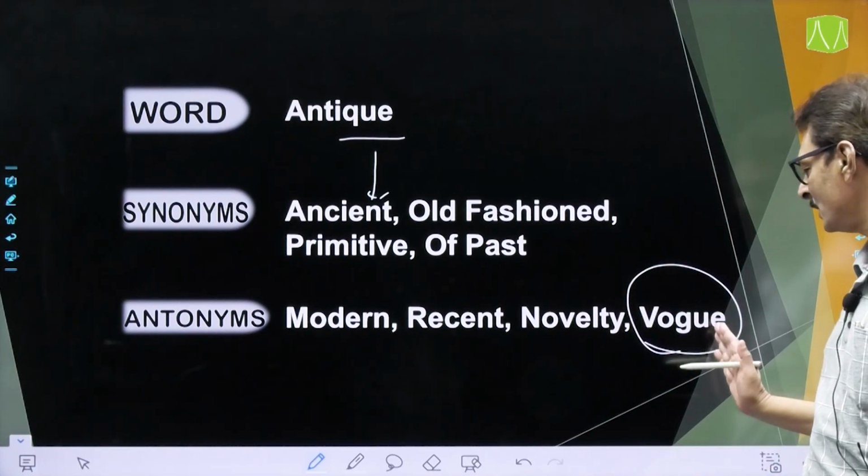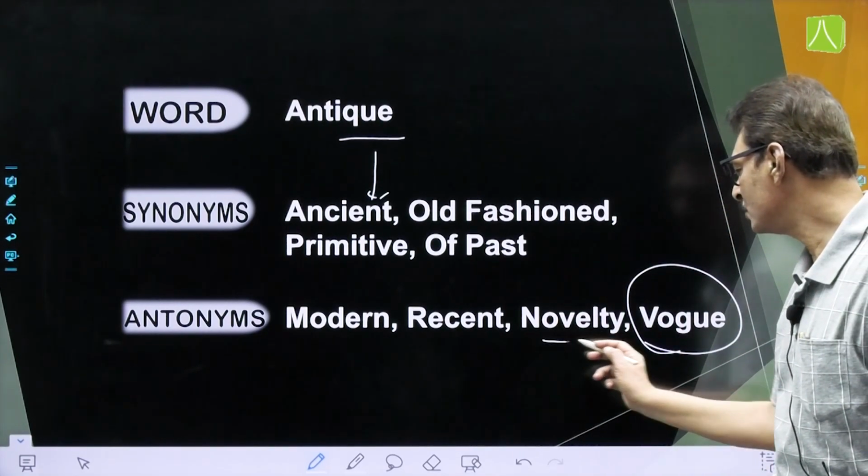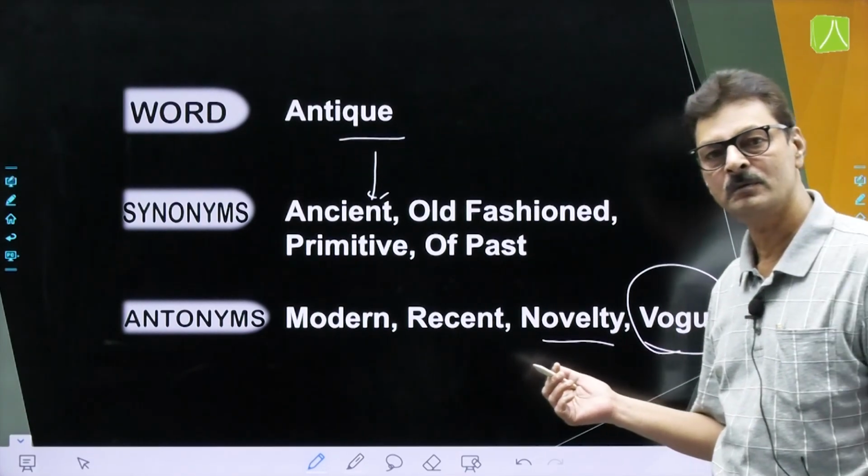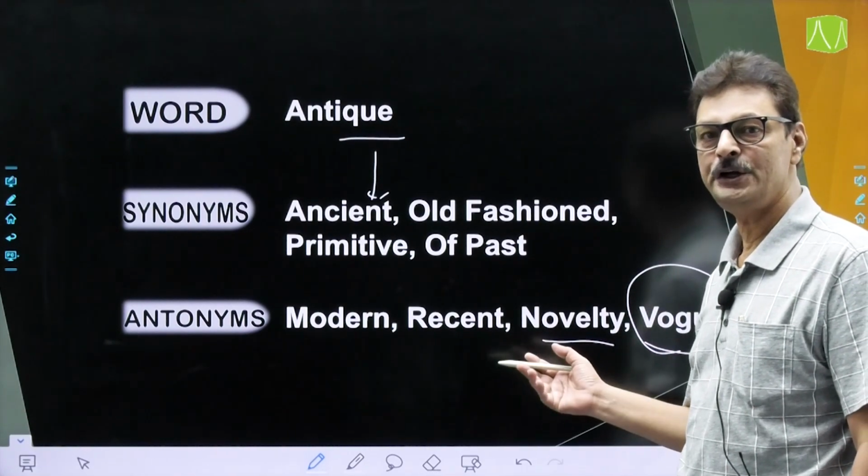And nice word, vogue. Novelty is a term used for new. Novelty is a term, very simple word for new. Yes.